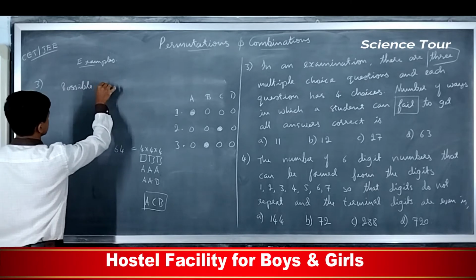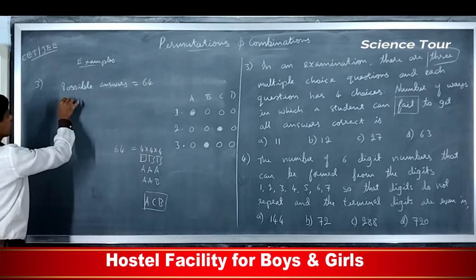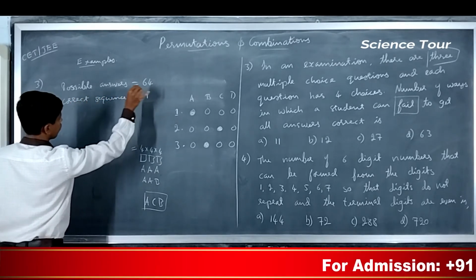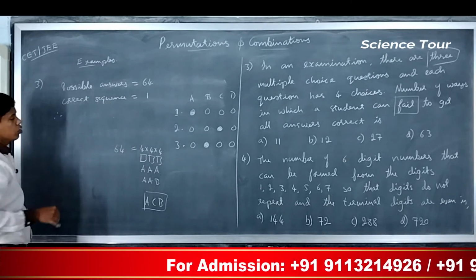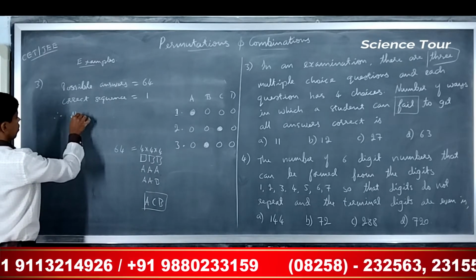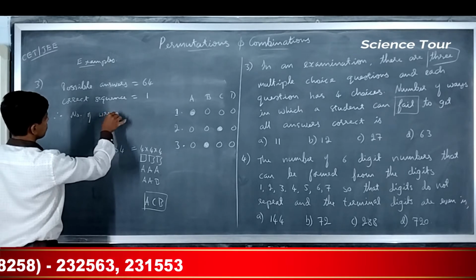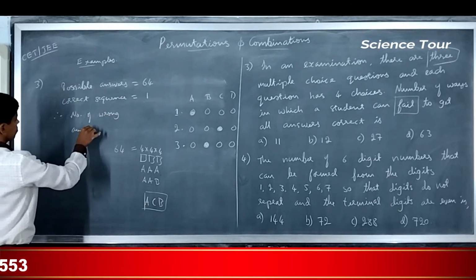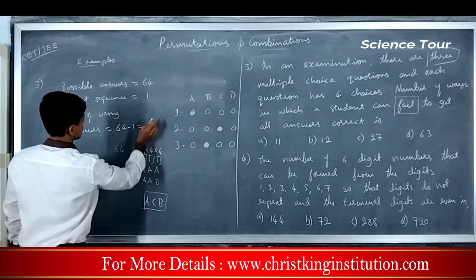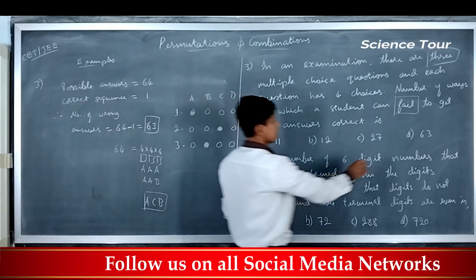So possible answers are 64. Out of that, correct sequence is 1. Therefore, how many ways he can fail? Number of ways, or number of wrong answers or incorrect answers is 64 minus 1, which is 63. So 63 is the right answer, and that's in the option D.